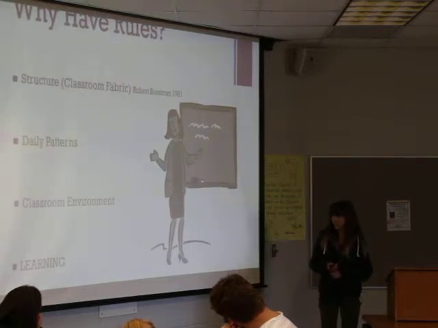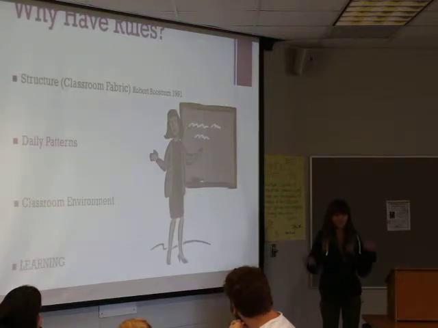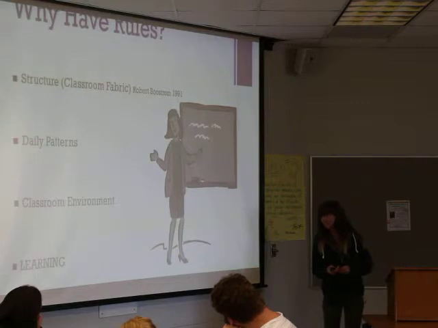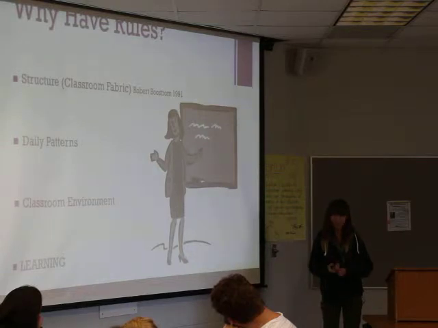So that also gives you your classroom environment. If you have good rules and the children follow them, your classroom environment is going to be better, it's going to be a positive place, a safe place for students, and most importantly, it promotes a lot of learning, which is the most important thing you want in your classroom. You want your children to learn.